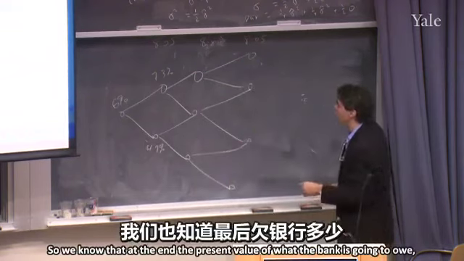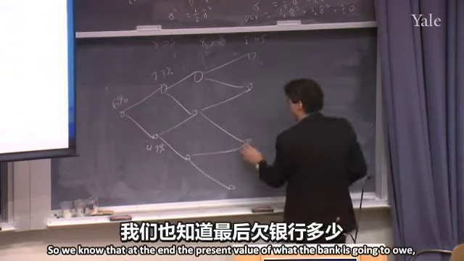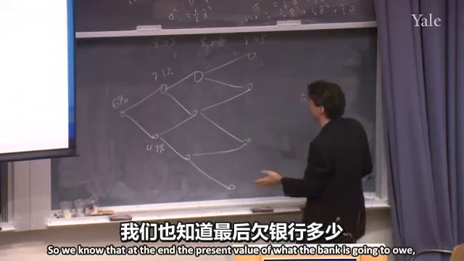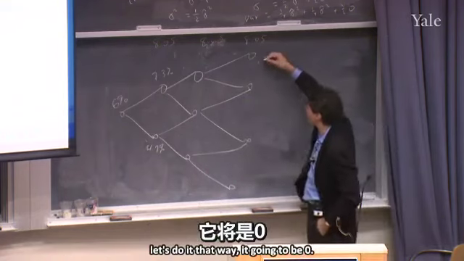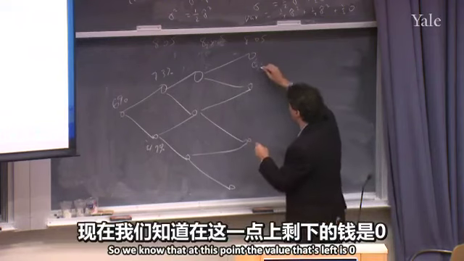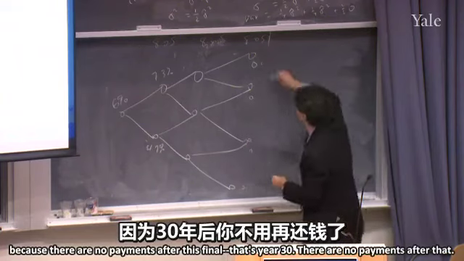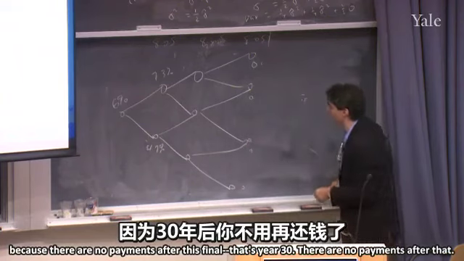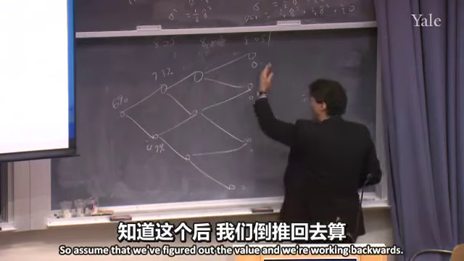Okay, so we know that at the end, the present value of how much the homeowner is going to have to pay is going to be 0. Okay, so we know that at this point, the value that's left is 0 because there are no payments after this final, that's year 30. There are no payments after that. So what is the value? So assume that we've figured out the value and we're working backwards.